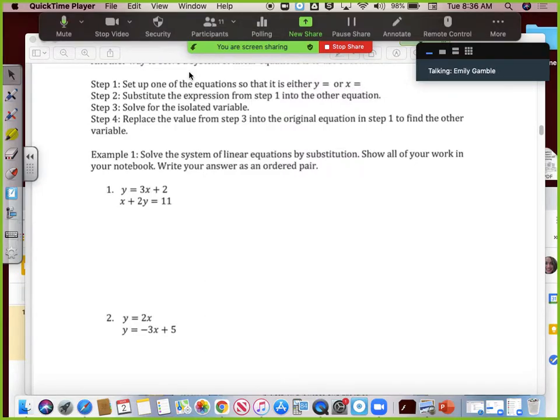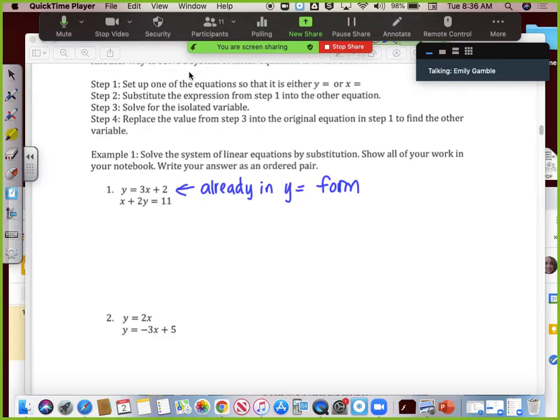So in the first equation here, it already is in y equals form. In step 1, it tells us to make sure that one of the equations is in y equals form, and if it's not, to put it into y equals form. Well, since this is already in y equals form, then we can just go ahead to step 2. Step 2 says substitute the expression from step 1 into the other equation.